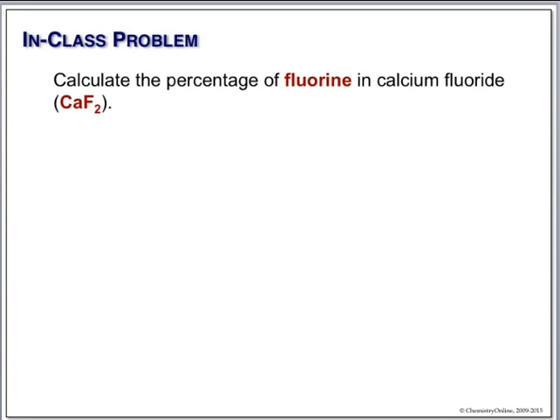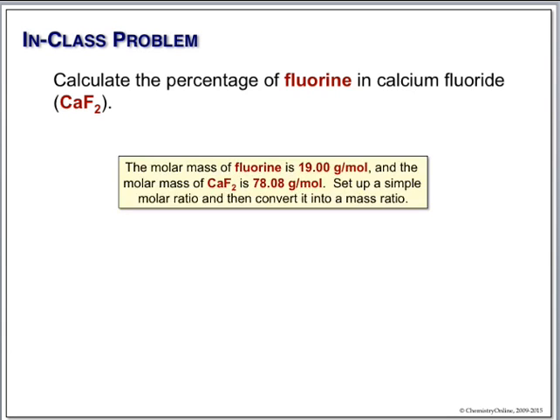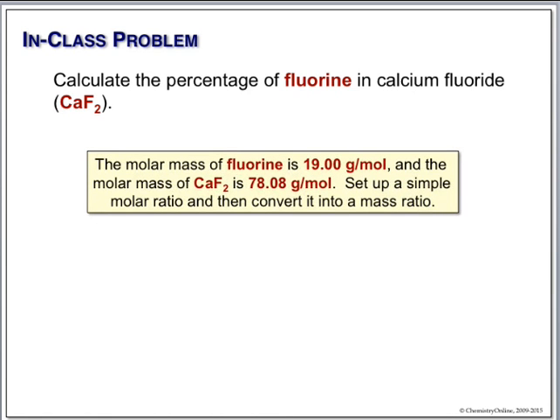Let's try one. Here we have calcium fluoride, 1 calcium, 2 fluorines. Calculate the percentage of fluorine. Well, step 1, we look at our periodic table over there. We see that the mass of fluorine is 19 grams per mole. To get our molecular weight for calcium fluoride, we need to look over here, find calcium. 1 calcium plus 2 fluorines gives us a total of 78. Simple addition.